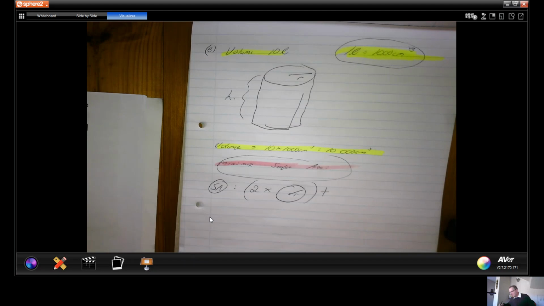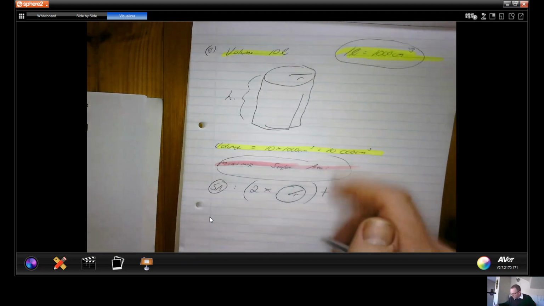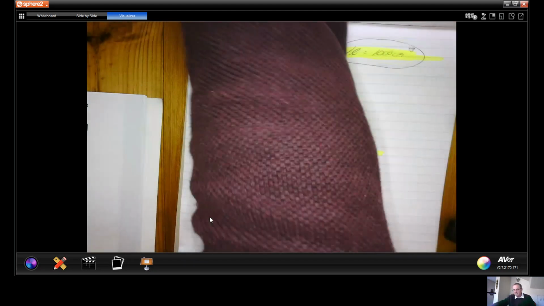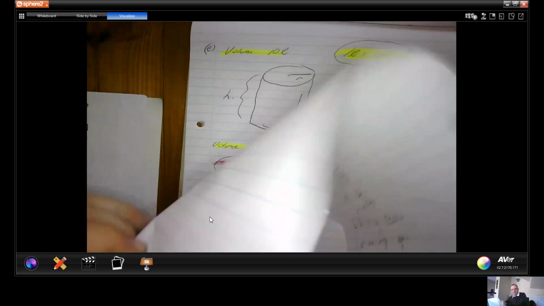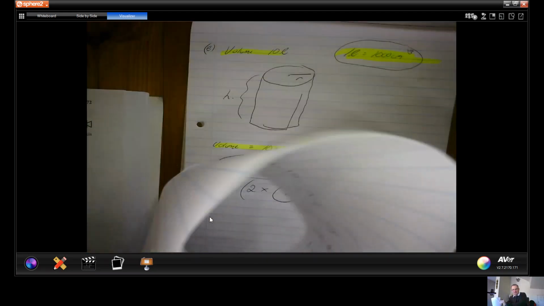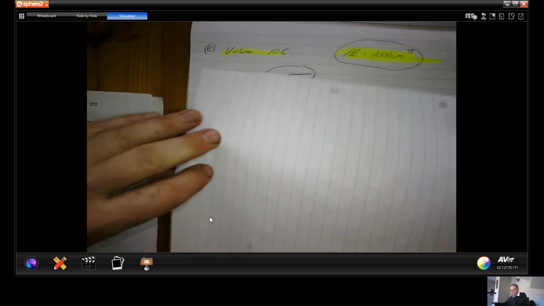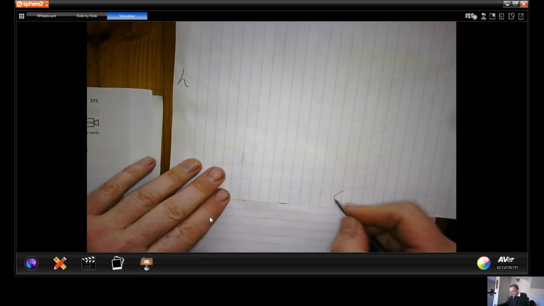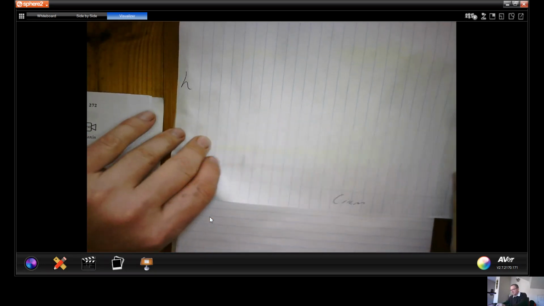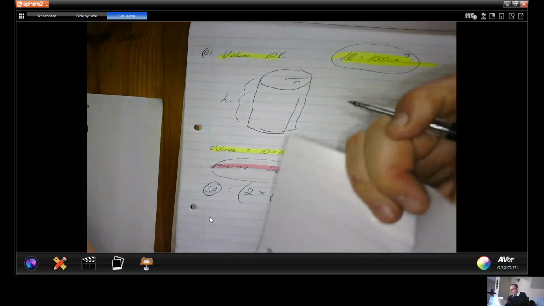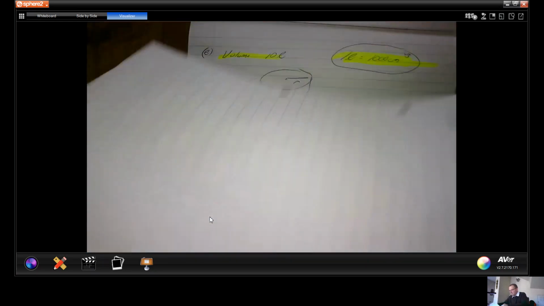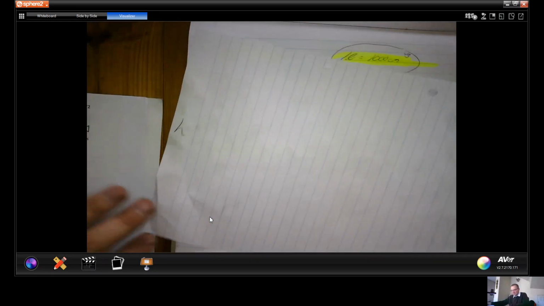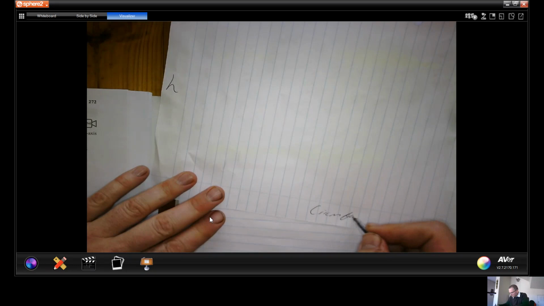Okay, well, if I unravel this, if I take a piece of paper and unfold it, what this is going to be here is the height, and what this is going to be here is the circumference. So if I took a cylinder and unfolded it, this is my height, this is my circumference, and my circumference is equal to 2 pi r.